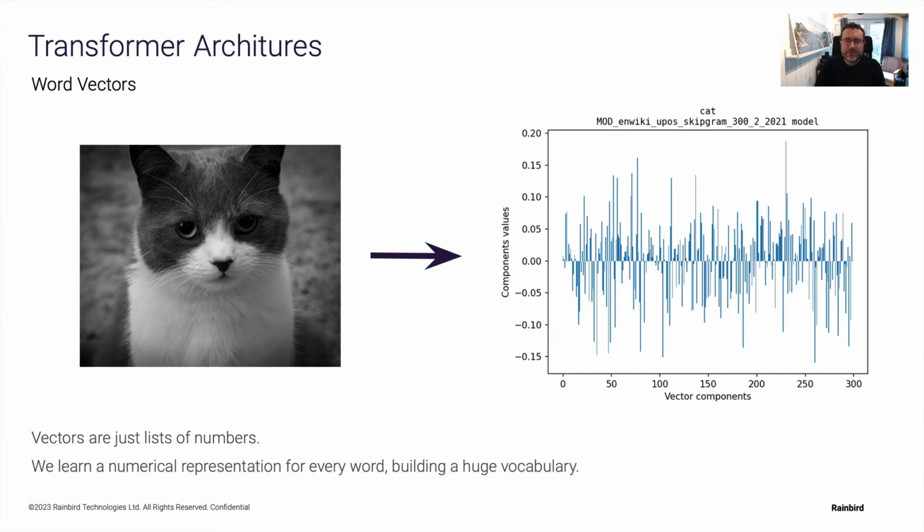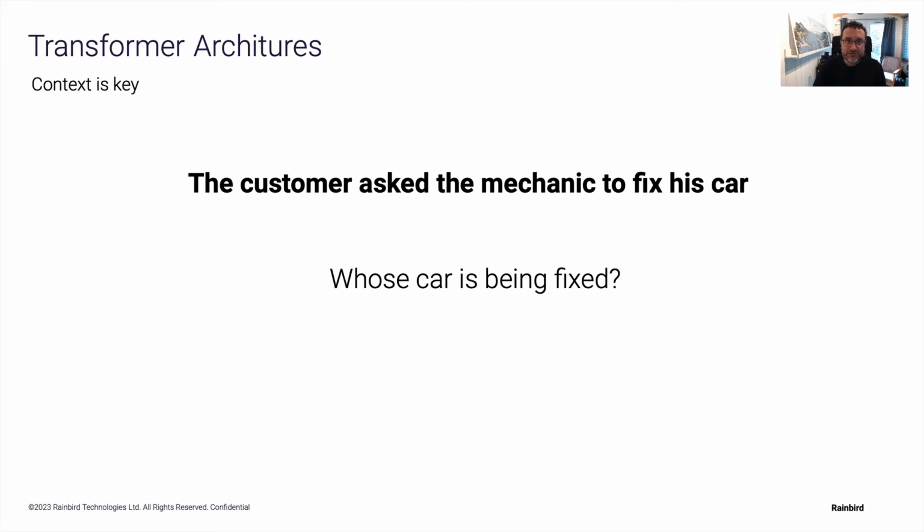But actually we need a little bit more than that. Context is really important in the way that we understand language. Take this sentence, for example. The customer asked the mechanic to fix his car. If I give you that sentence and I ask you the very simple question, whose car is being fixed? For most of us, it's pretty obvious that it's the customer's car that is being fixed.